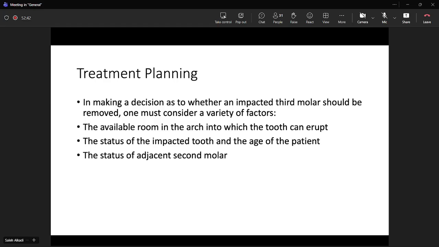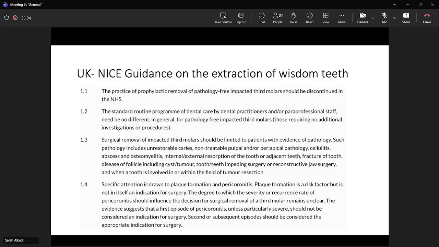Also, you need to consider the status of the adjacent second molar. Sometimes the second molar is badly destroyed, heavily restored or decayed because of this impacted tooth, or has root resorption. So you may consider extracting this second molar and not the wisdom tooth. You need to keep all these factors in mind when planning a patient for lower wisdom teeth, either to extract or to leave.